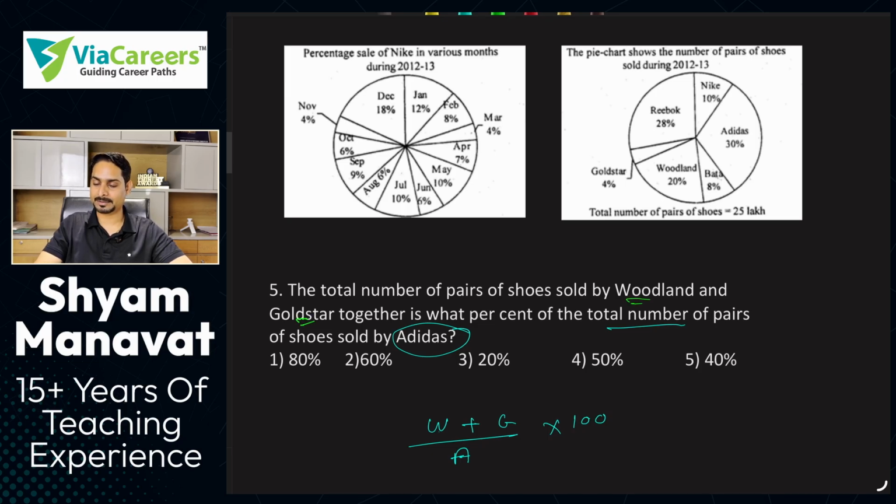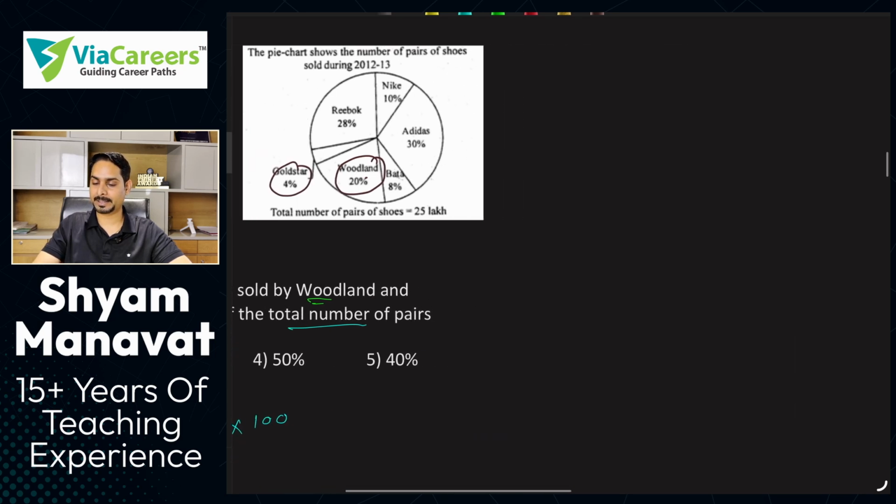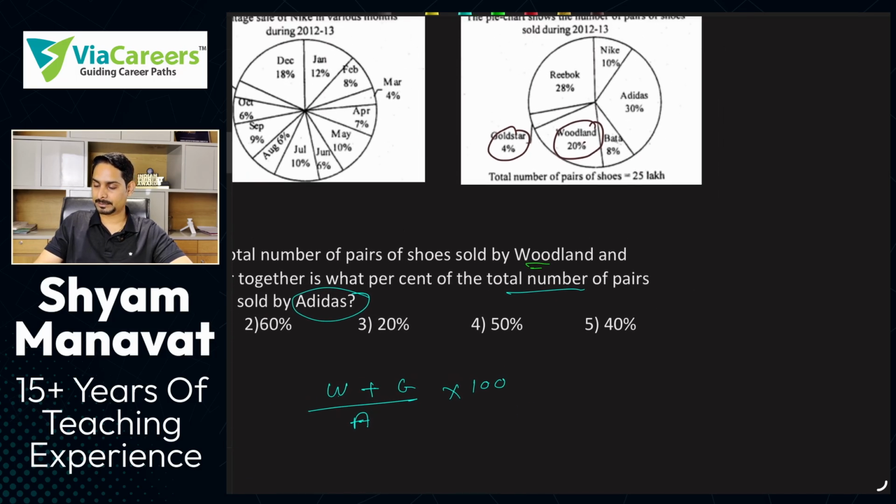What is the percentage for Woodland here? That's 20%, right? Goldstar is 4%. Okay, so if I want to do the same, then what will I do? Woodland is 20% of total plus Goldstar is 4% of total. Okay, and what is the total? Total is 25 lakhs. Clear?